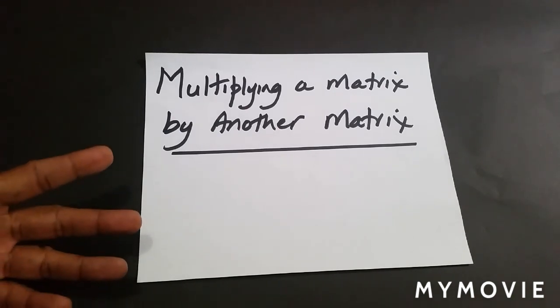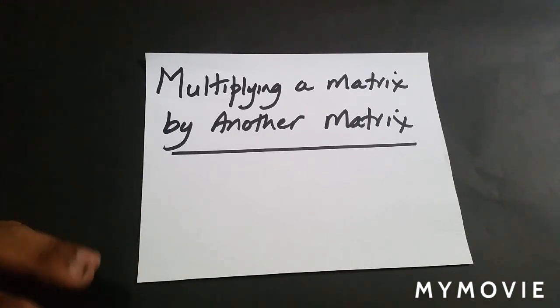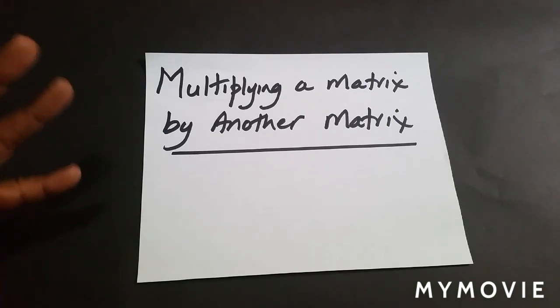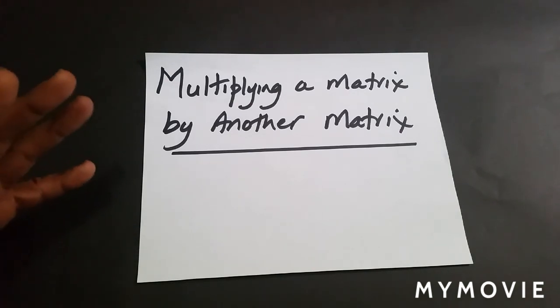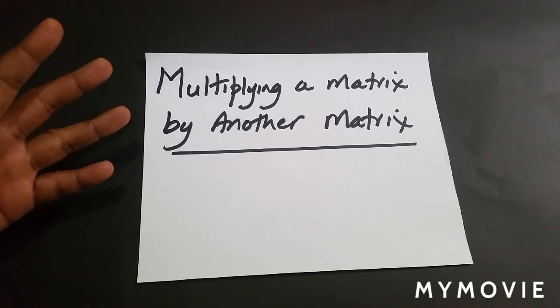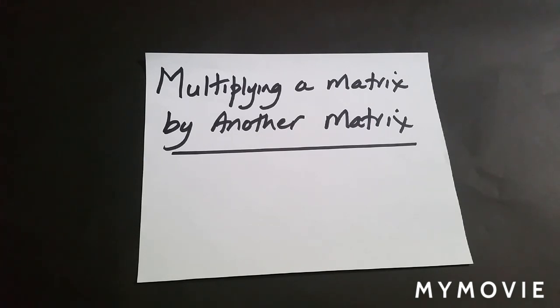But before we even proceed, there's something extremely important. Straight away, I'm letting you know that you cannot take any two matrices and multiply them together. You cannot just randomly take any two matrices and try to multiply them, because there has to be a condition that exists in order for you to be able to multiply two matrices. So let's look at that condition.